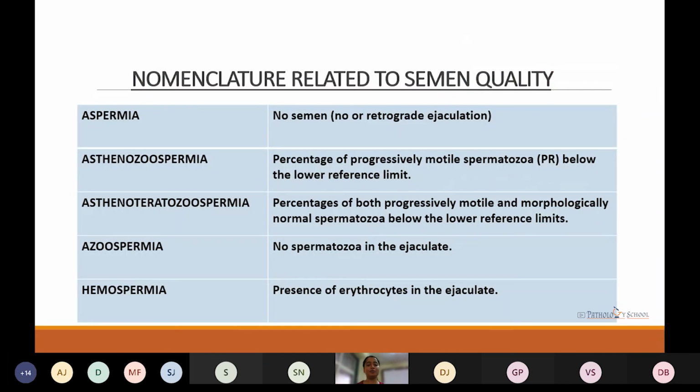Aspermia means that there is no semen, or no ejaculate, or retrograde ejaculation. Asthenozoospermia: if we split the word, astheno means motility, so the percentage of progressively motile spermatozoa will be low. Asthenoteratozoospermia: astheno means motility, terato means the morphological forms. So there will be low motile sperms and low morphologically normal sperms. Azoospermia means there are no sperms in the ejaculate. Hemospermia, as the name suggests, hemo means RBC, so there will be RBCs in the semen.